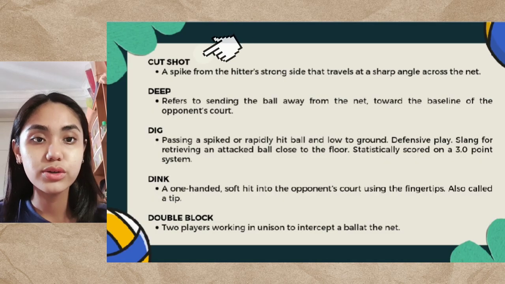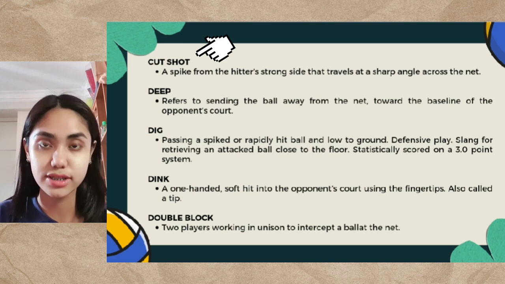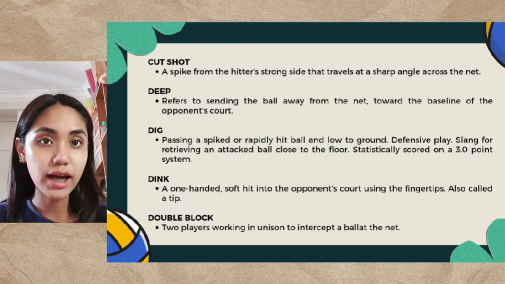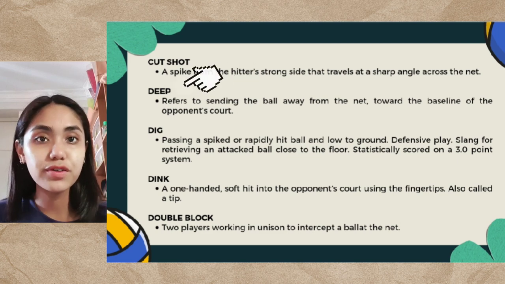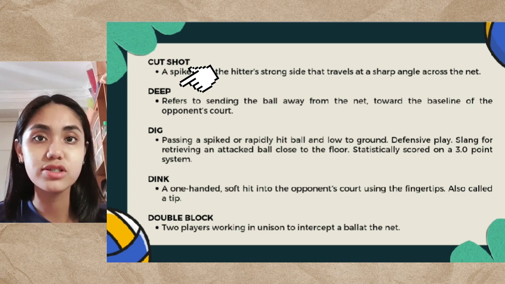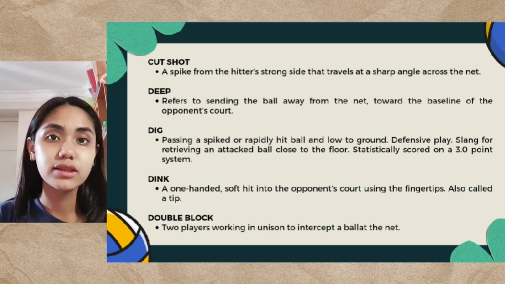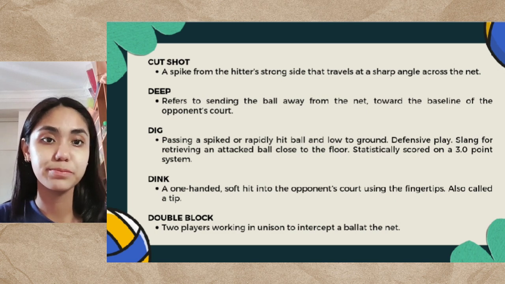So, for the next terminology of volleyball, we have cut shot. It's a spike from the hitter's strong side that travels at a sharp angle across the net. It is an attack with an angle almost parallel to the net. Next, we have deep. It refers to sending the ball away from the net toward the back of the opponent's court. So, when the ball is sent over the net and far behind, it is said to be deep.